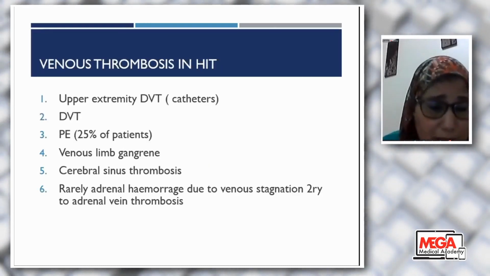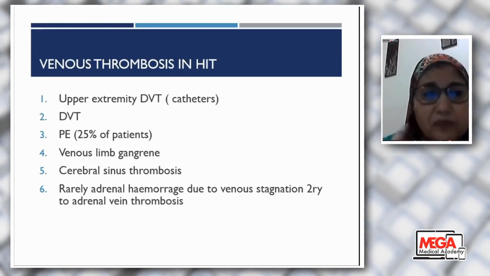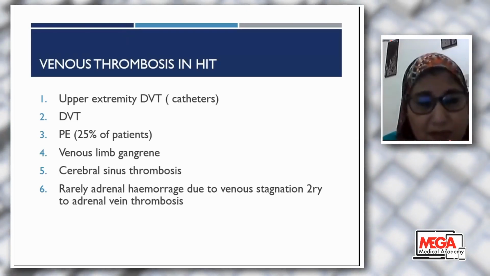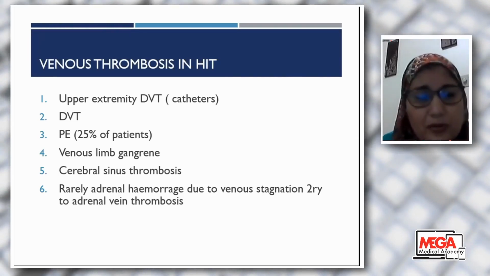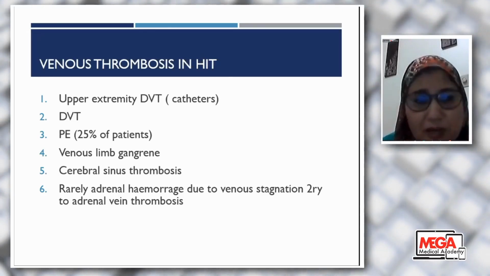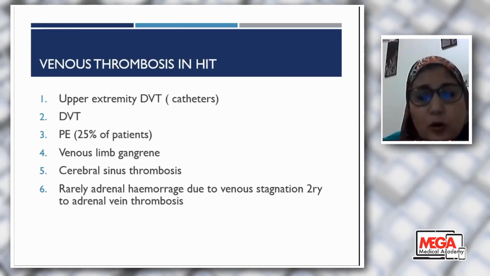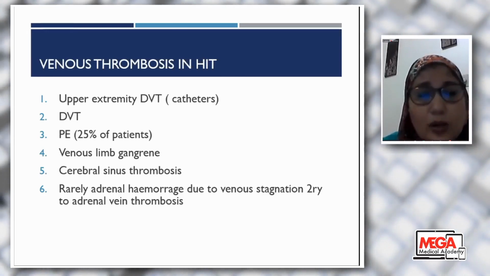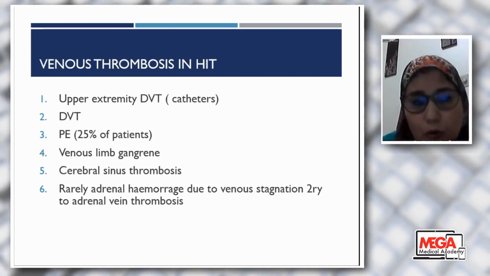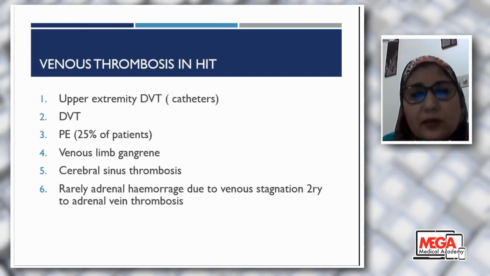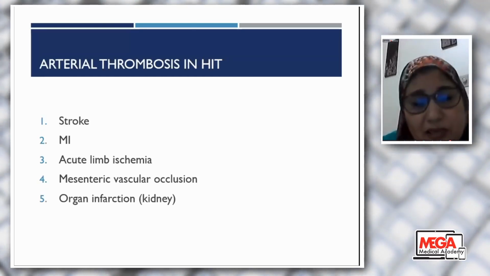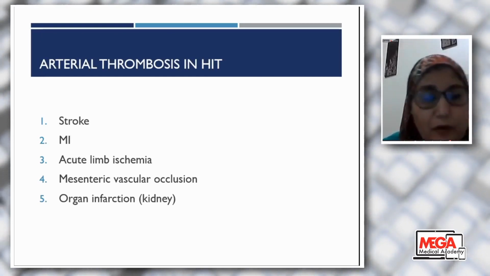Venous thrombosis may cause DVT in the upper extremities or lower extremities. In the upper extremities, where the catheters are inserted, it can cause pulmonary embolism in 25% of patients, venous gangrene, or cerebral sinus thrombosis, or adrenal vein thrombosis leading to suprarenal infarction. It starts by occlusion of the vein, which becomes congested, then secondarily goes into infarction. On the arterial side, it will cause stroke, myocardial infarction, and limb ischemia.